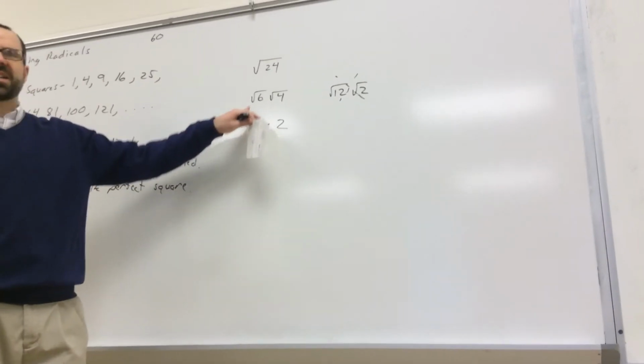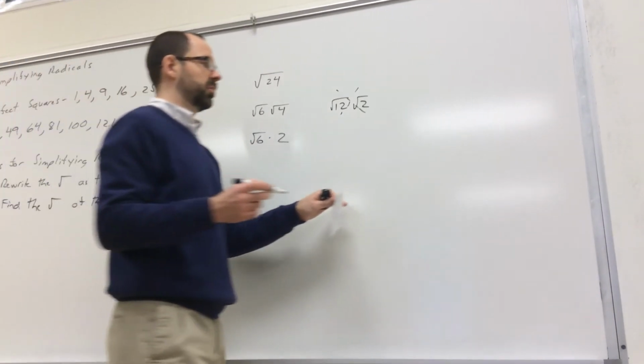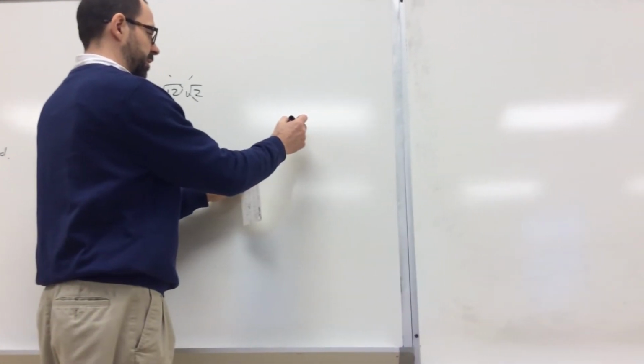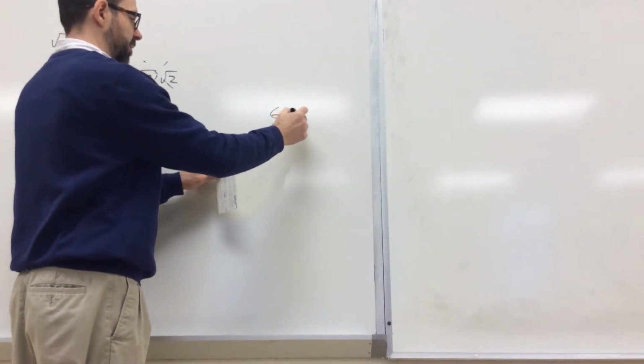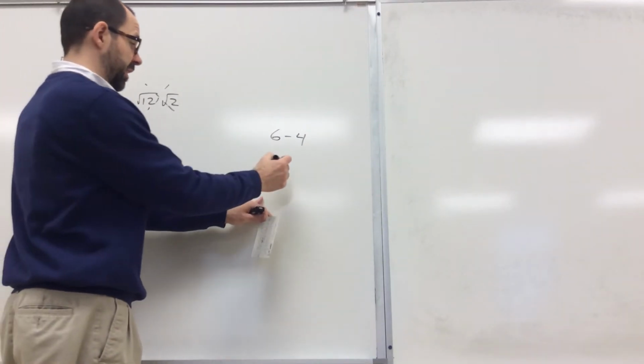Now people sometimes accidentally drop the radical sign. So let me just explain what's going on here. If you did this problem, 6 minus 4, you would get 2.